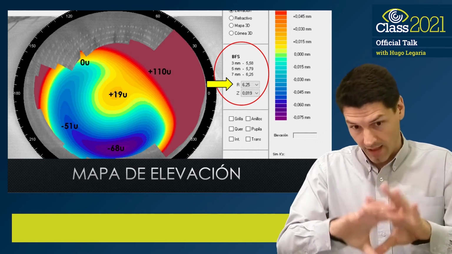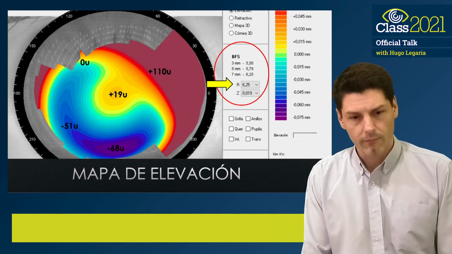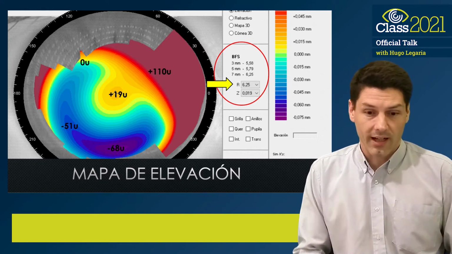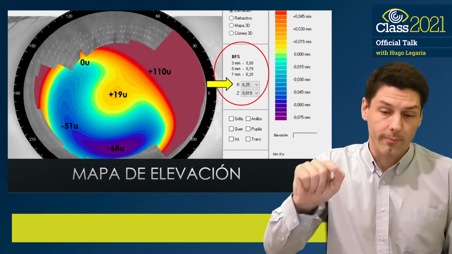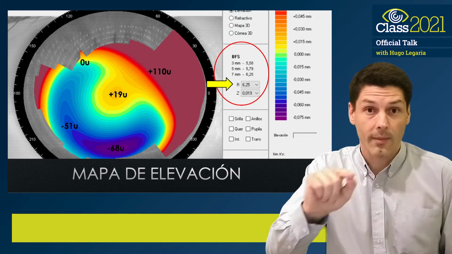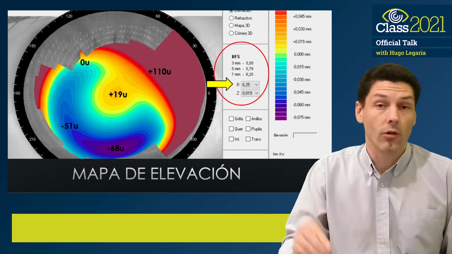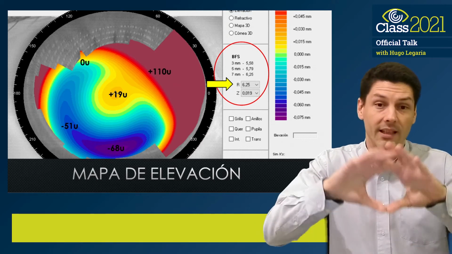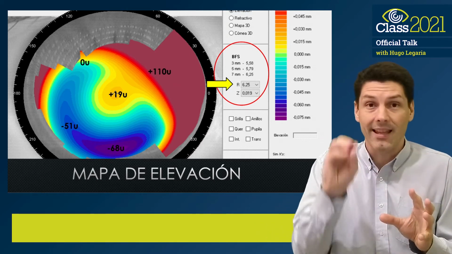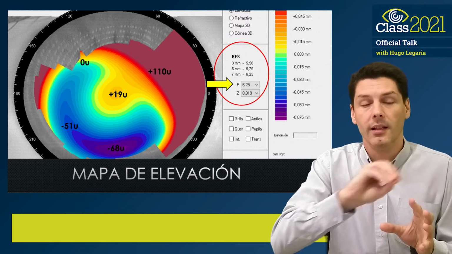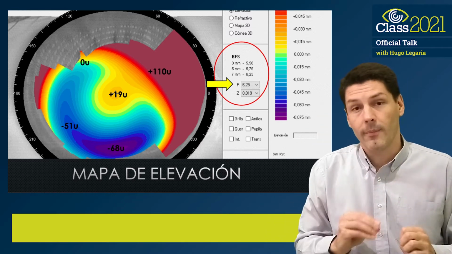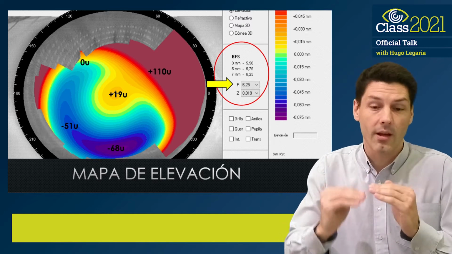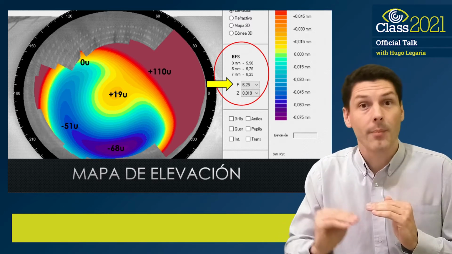On the map, we will see something like this. In this case, it is a topographer which shows the colors, and when I move the pointer over each area, it indicates the values in microns. Other topographers directly represent the map in colors and place the numbers above in each area so that you know how many microns of difference up or down the cornea has with respect to the reference.